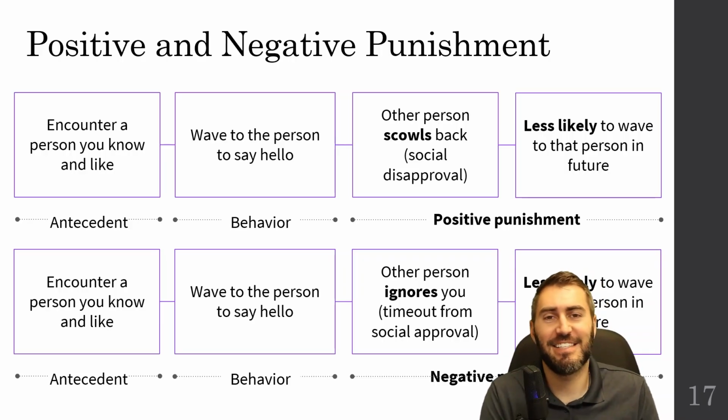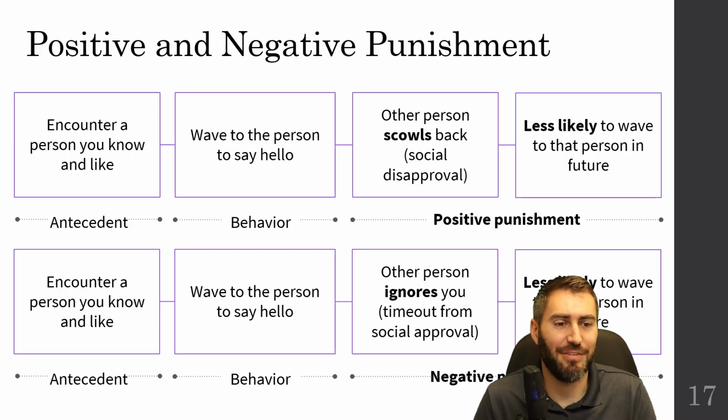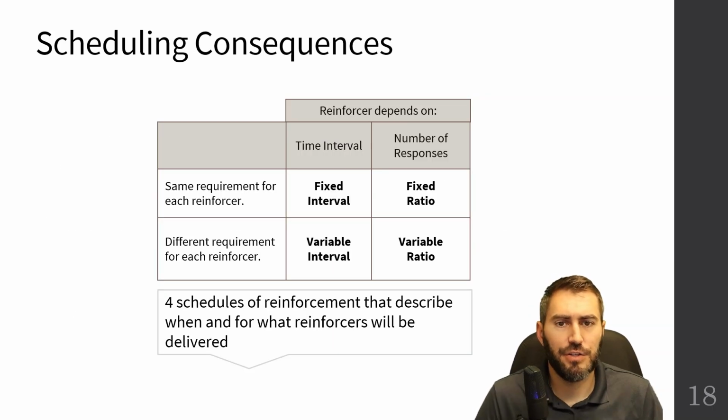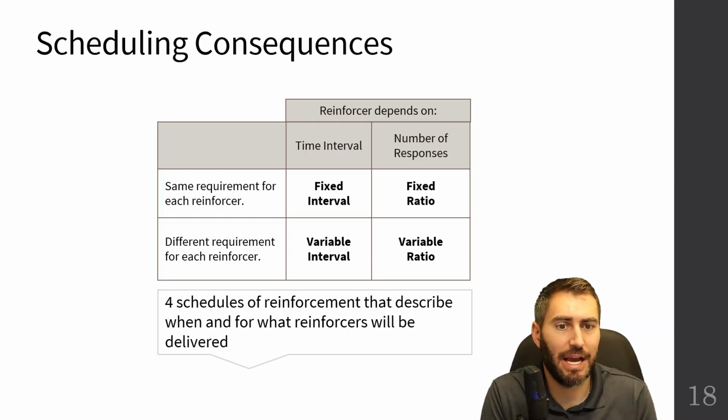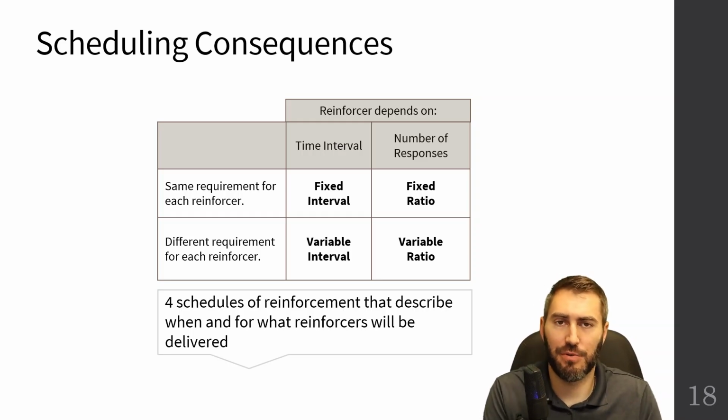So they're taking something good away to reduce that behavior. So that's two examples now of punishment trying to reduce behavior, either by adding or removing something from the environment. So we can also talk about the scheduling of consequences, or basically how we time or schedule these responses or these consequences to whatever we're measuring.